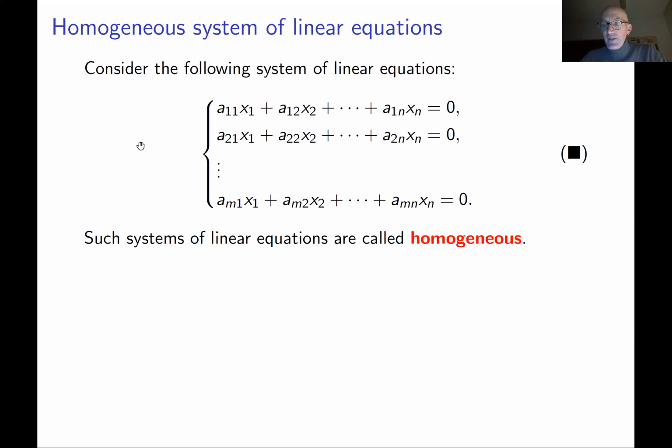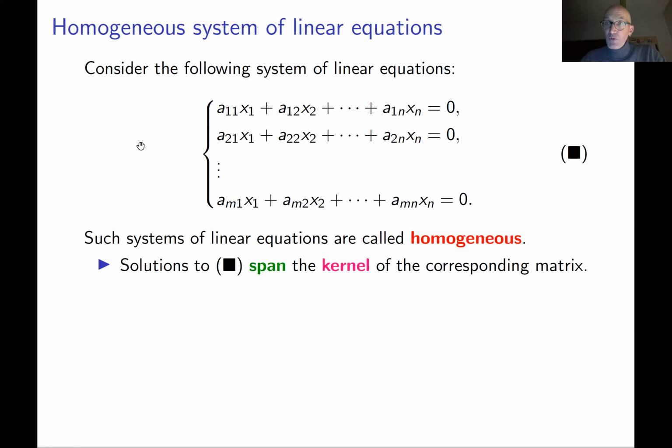This is nothing but the kernel of the corresponding matrix. If you erase all of these xi's, and just keep a11, a12, a1n, am1, amn, and put them into a grid, this is your matrix which corresponds to this system of equations. Then the kernel of this matrix is exactly the solution to this system of equations. In all the examples we did before, when we found kernels of some matrices, we basically solved systems like this.